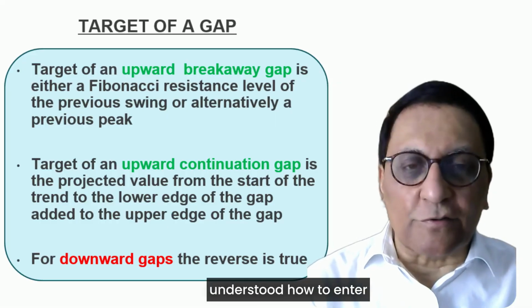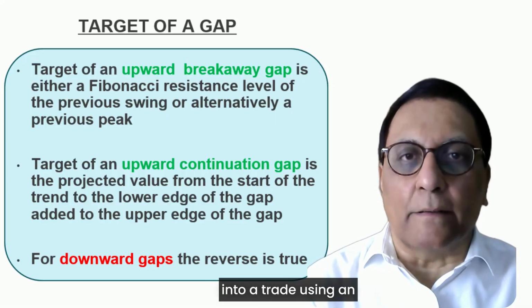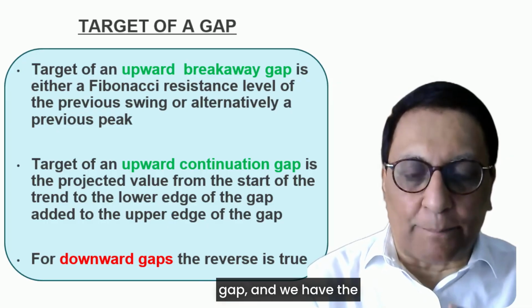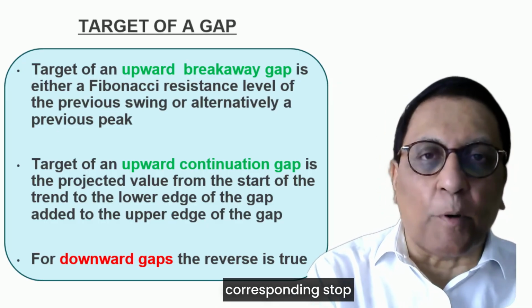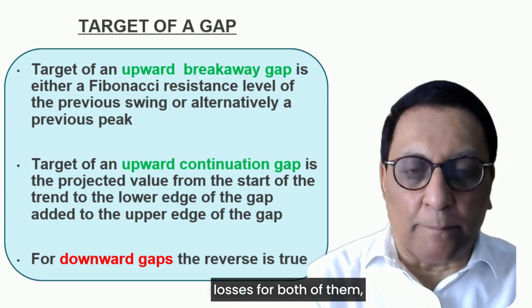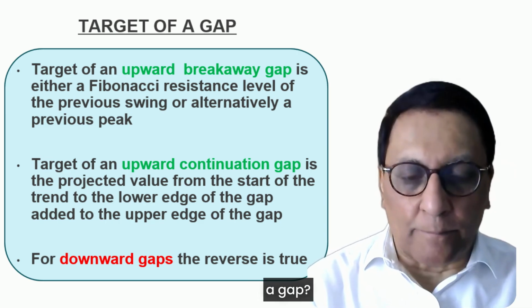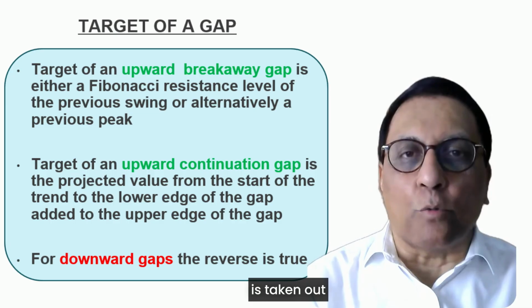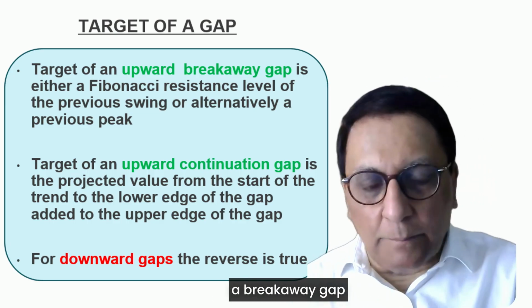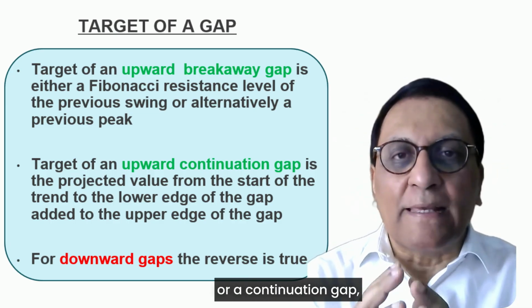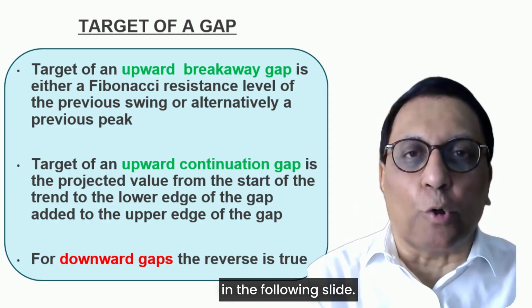So now that we have understood how to enter into a trade using an upward or a downward gap, and we have the corresponding stop losses for both of them, the only thing which remains is how do you take out the target for a gap. The target for a gap is taken out based on whether it's a breakaway gap or a continuation gap, in a manner explained in the following slide.